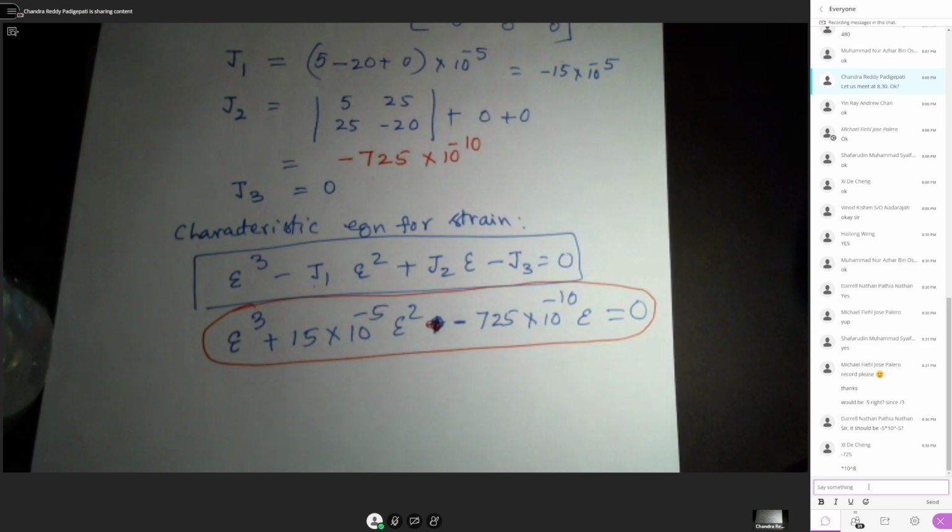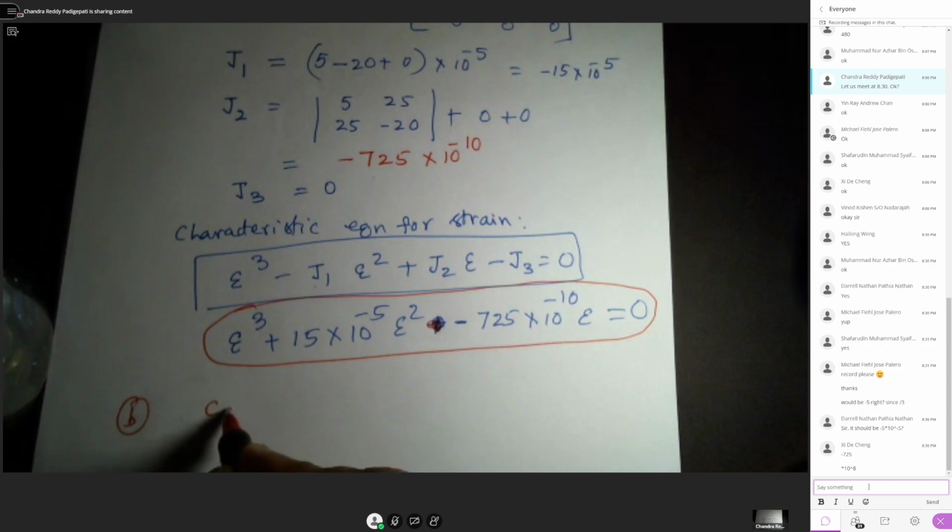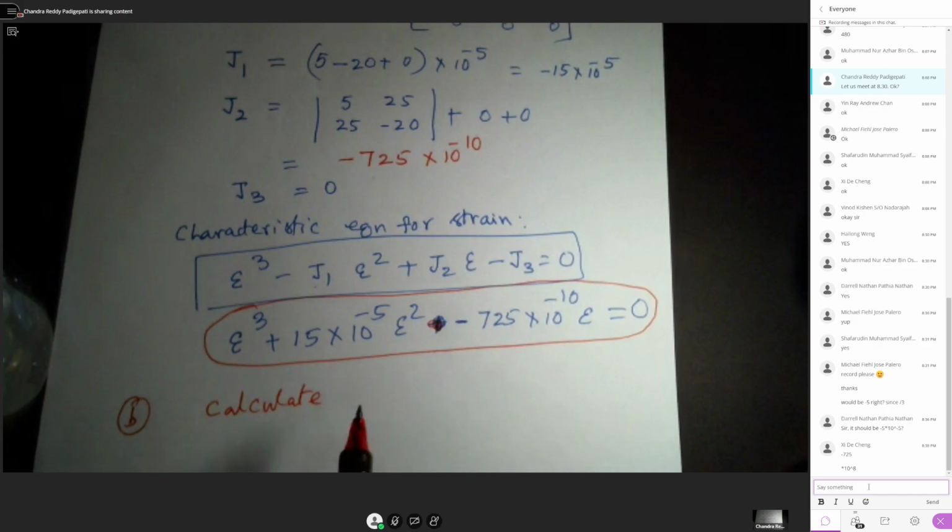Now, Part B, you have to calculate the state of stress.